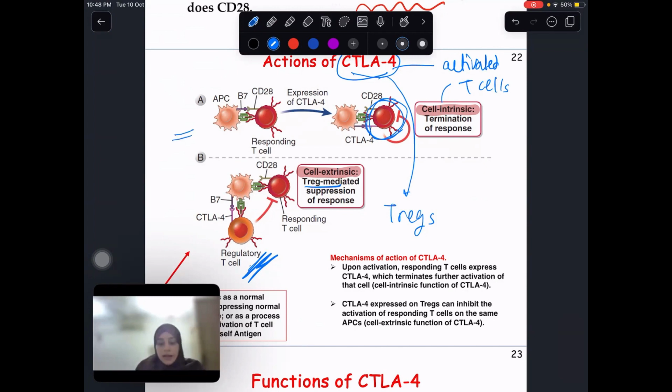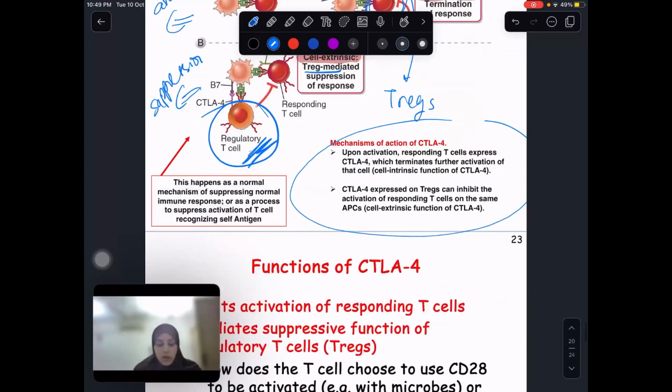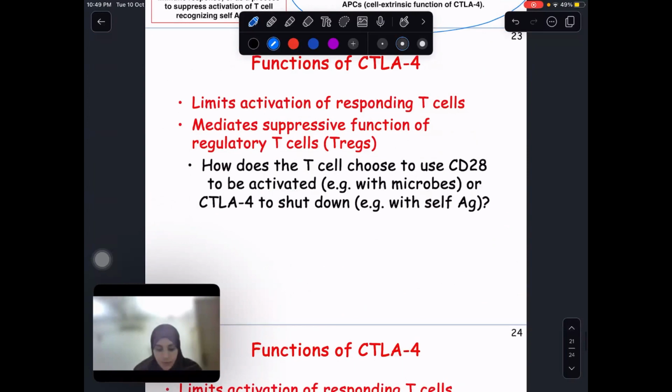So this means this is what? Anergy. We remember, and this is suppression. Why is this suppression? Because we are using regulatory T cells. Okay? This is just explaining the whole thing I explained. So two different actions of CTLA4: cell intrinsic or cell extrinsic. Intrinsic, meaning the CTLA4 is expressed on the activated T cells, whereas the cell extrinsic is when the CTLA4 is expressed on the Treg. Okay? Functions of the CTLA4, it obviously limits activation, all of this.